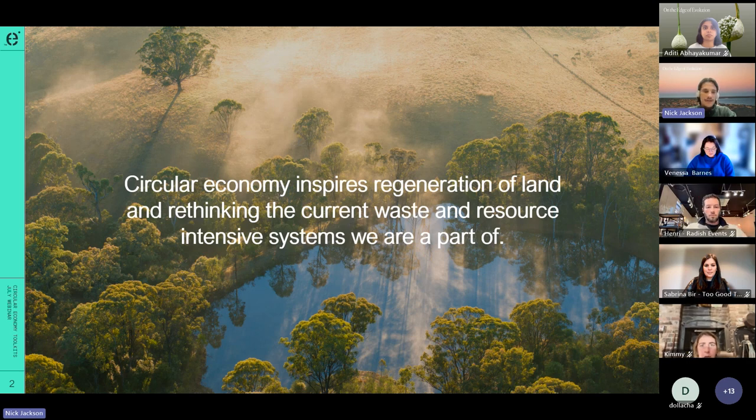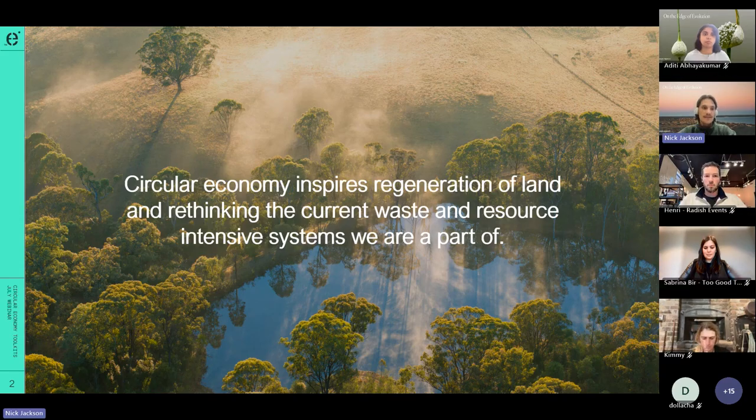Firstly, I'd just like to take a moment to acknowledge the traditional lands on which I'm presenting today, which is the Gadigal people of the Eora Nation. And just a reminder that circular economy also inspires regeneration of land and rethinking the current waste and resource intensive systems we are a part of.